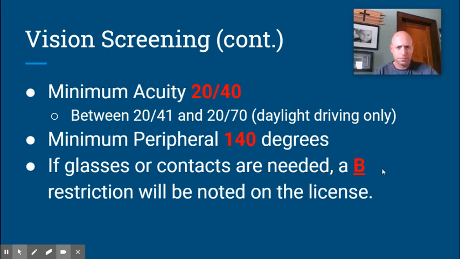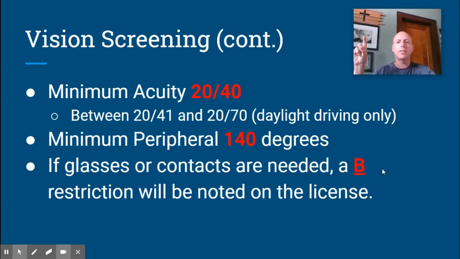Peripheral vision. Peripheral vision means how well can you see off to the side? So when you're looking straight ahead, can you see things moving off to the side? That's what peripheral vision is. You have to have 140 degrees of peripheral vision. So when you're looking ahead, can you see at least 70 degrees over this direction? And can you see at least 70 degrees over this direction? If you meet that, then you pass that portion of the vision test.